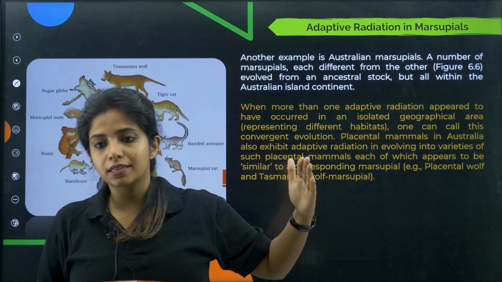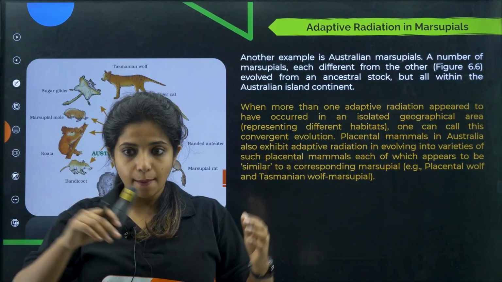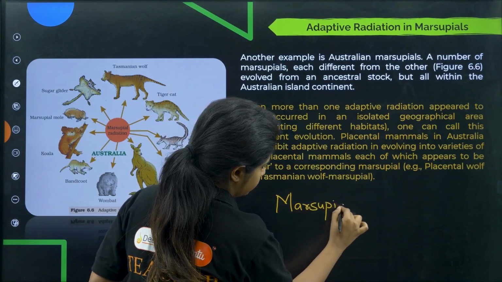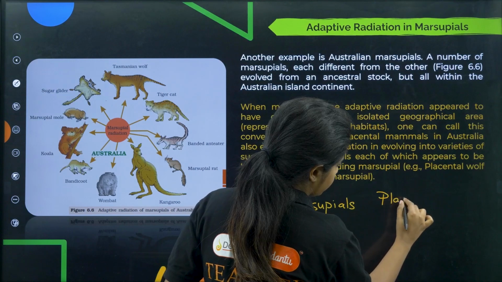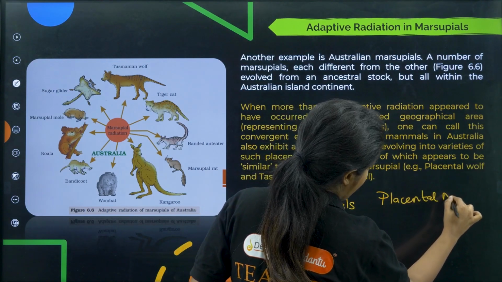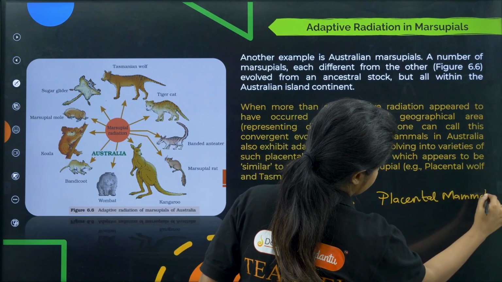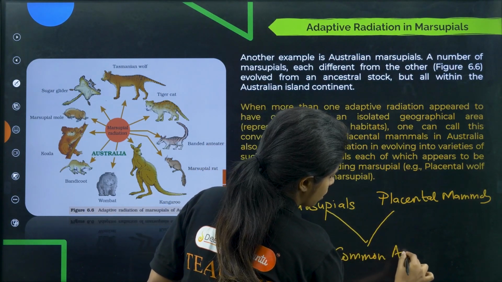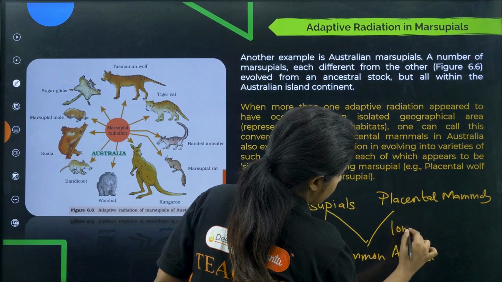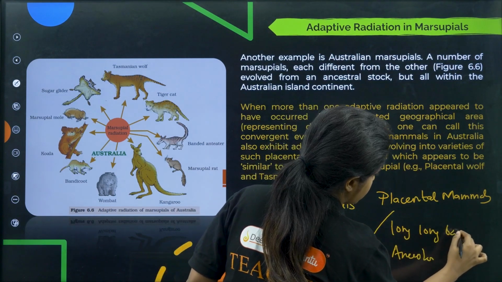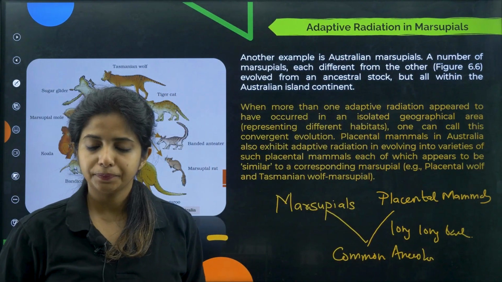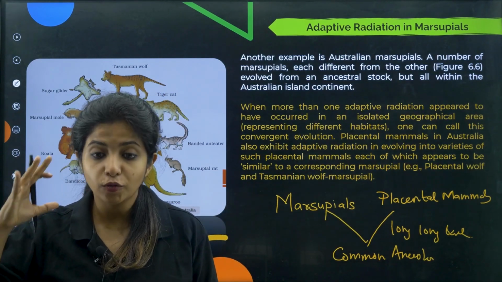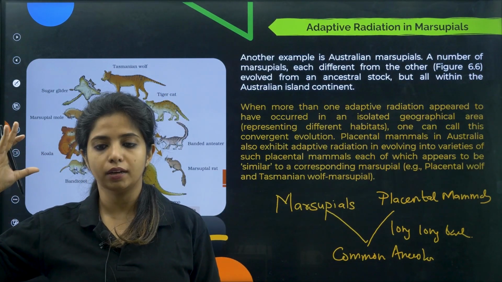So marsupials and placental mammals, I am writing it over here, had a common ancestor somewhere. Had a common ancestor long back. This is long back, my dear children, but you have to remember that. Both of them are mammals. And now we are going to talk about the Australian marsupials.